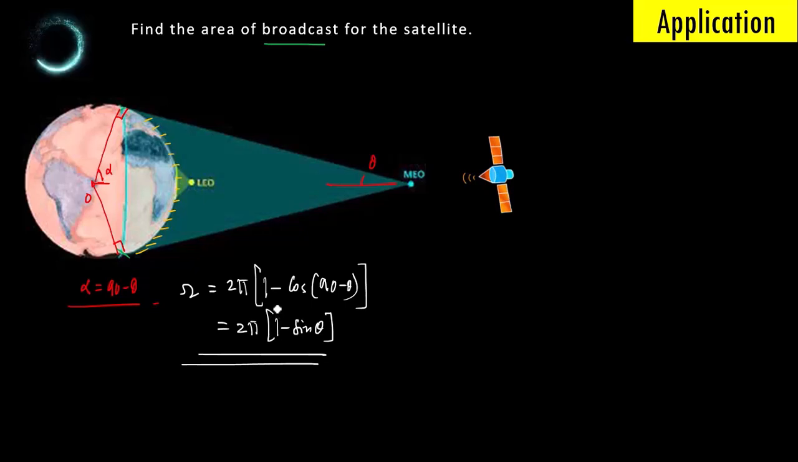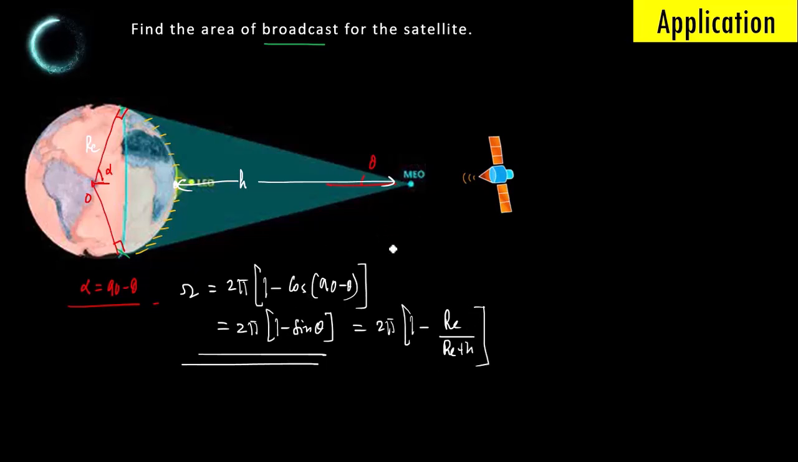Now sine theta can be calculated as, if I say this is our sine theta number, can I say this is the RE, radius of the earth? This is the radius of the earth. And let us say the height of the satellite from the Earth's surface: this point is at a distance of h from the Earth's surface. Satellite is at a distance of h above the Earth's surface. So sine theta can be written as RE divided by h plus RE. So 2 pi into 1 minus RE divided by RE plus h. So that is the solid angle.